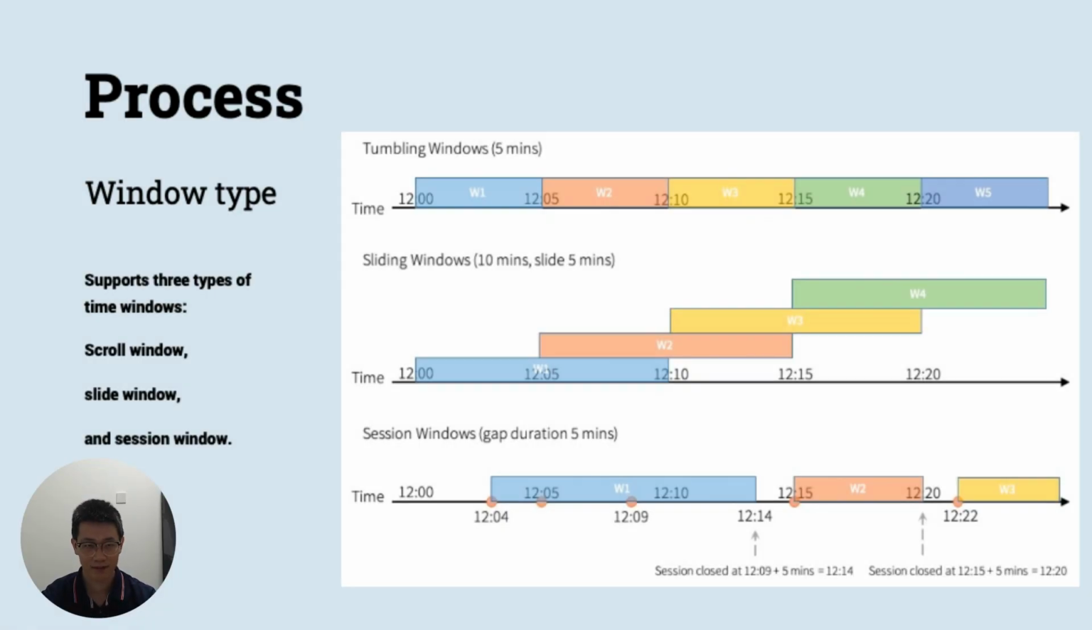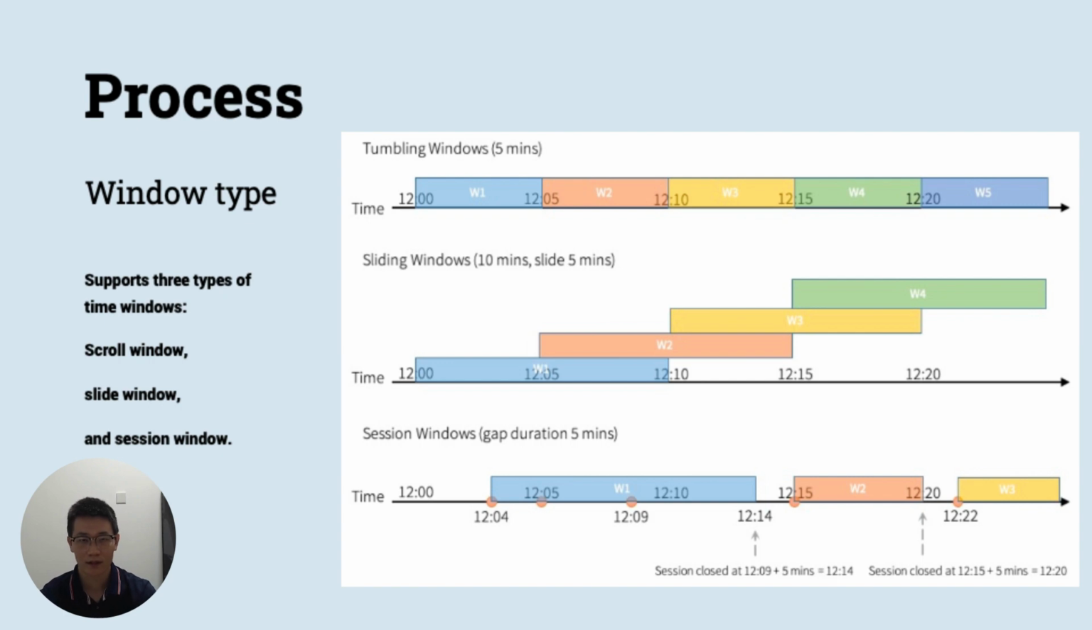After everyone has seen the processing flow of this program, let's take a look at the various types of windows it actually supports. Let me quickly explain here. One is the tumbling window. Then there's the sliding window. There are also session windows.